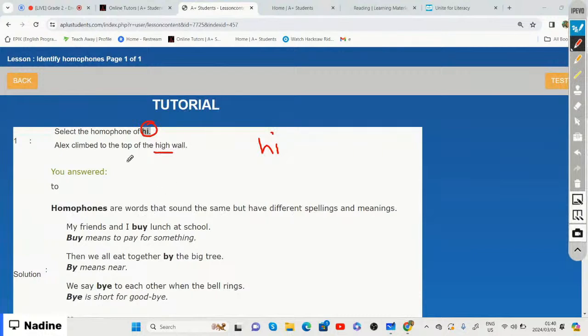And then the word that we had to match it with, hi, right? It basically shows how high something is. So you need to climb very high to get to the top of something. That is how high something maybe is. So as you can see, these are two words that sound the same, but the spelling as well as the meaning of these two words are different.